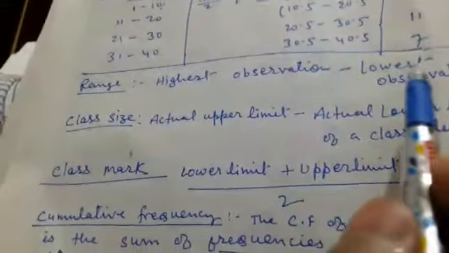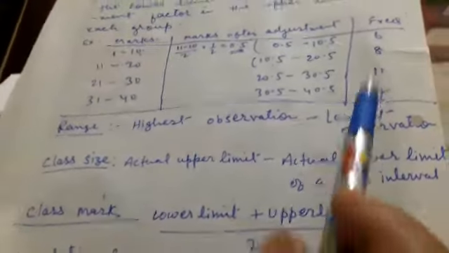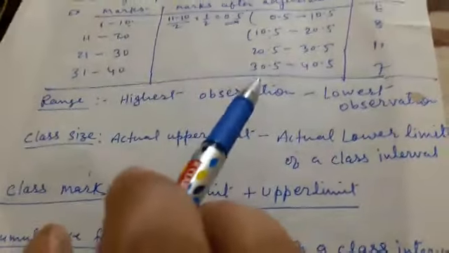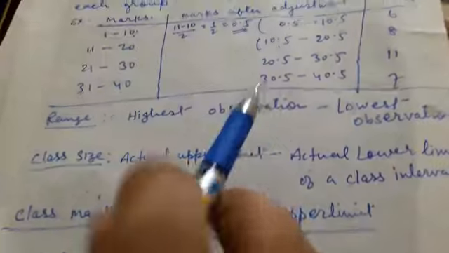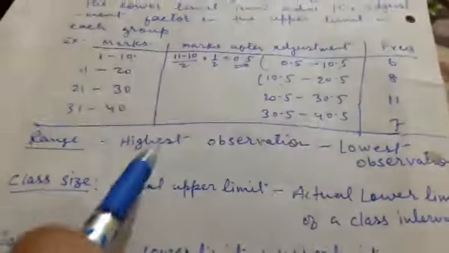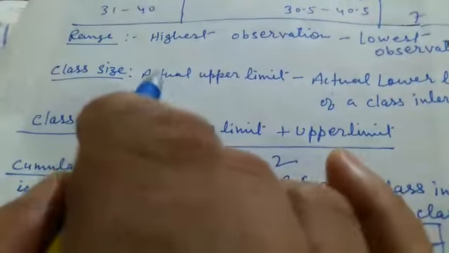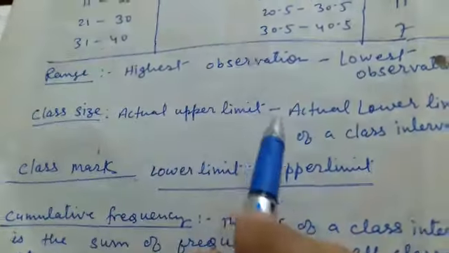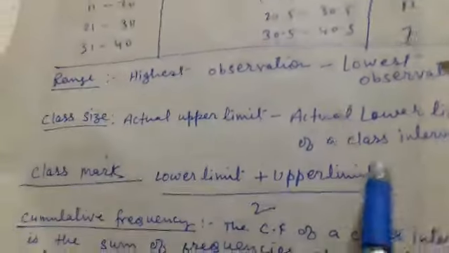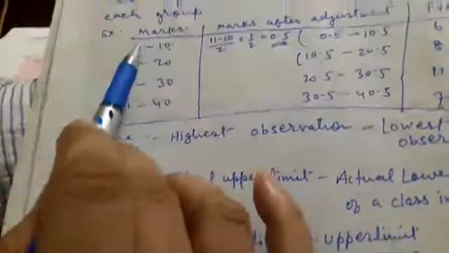Now let us see what range is. Dear students, range is the highest observation minus the lowest observation. In the given data, we have to find out the highest observation, the biggest number, and the lowest number. The difference between the highest observation and the lowest number is called range. Then what is class size? Class size is the actual upper limit minus the actual lower limit of a class interval. See, this is called a class interval.